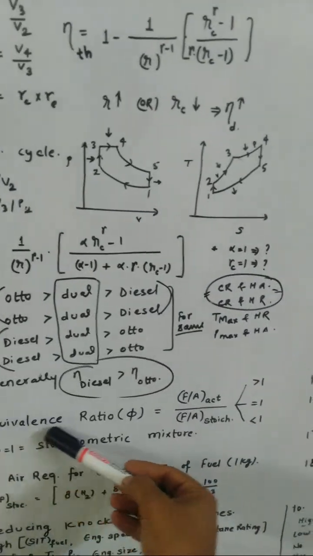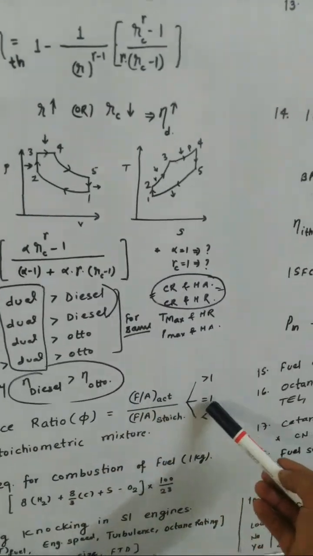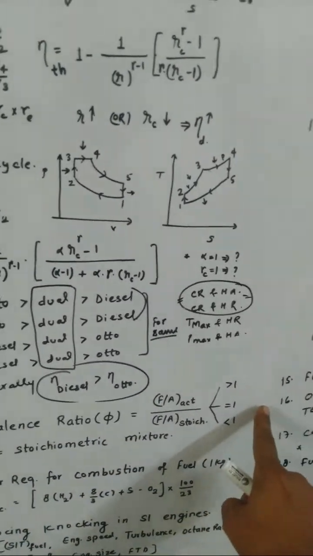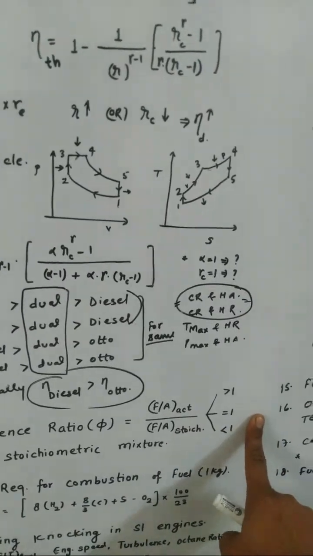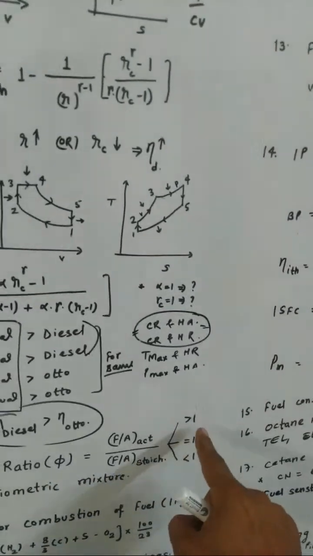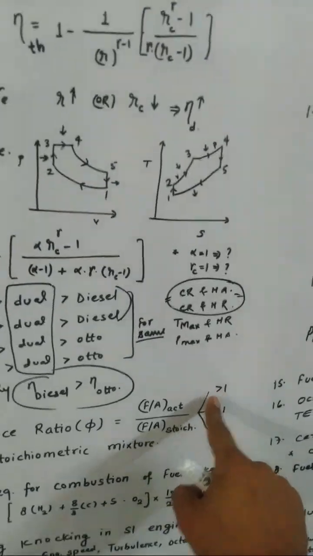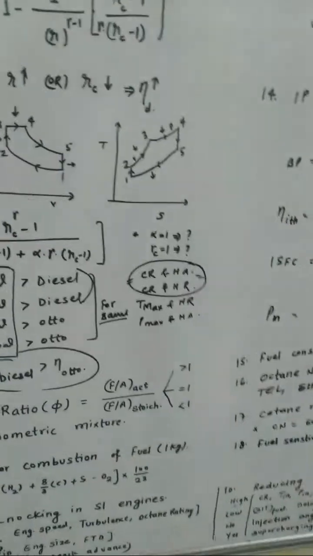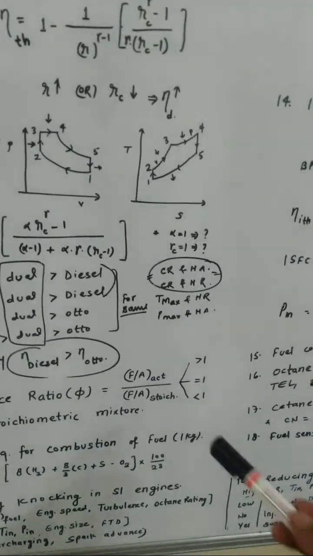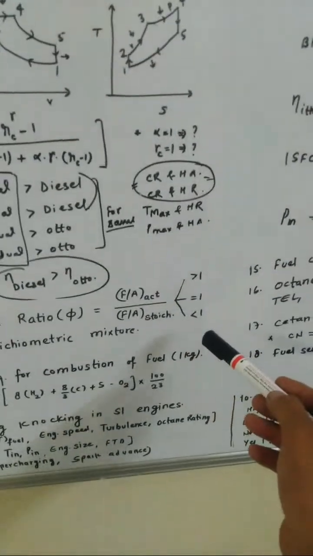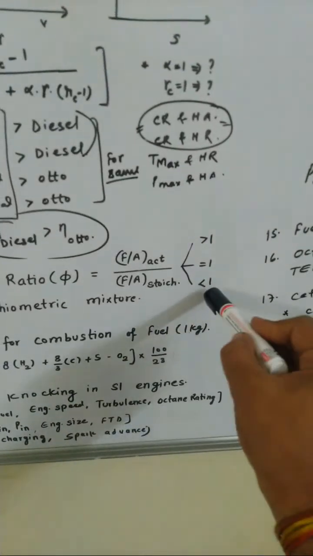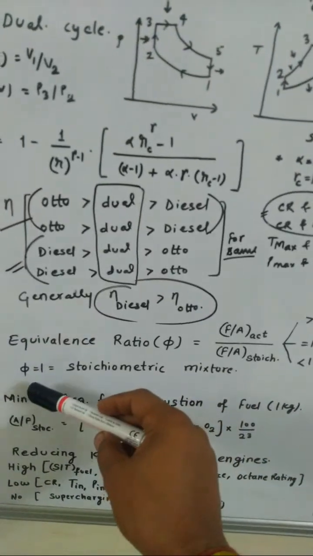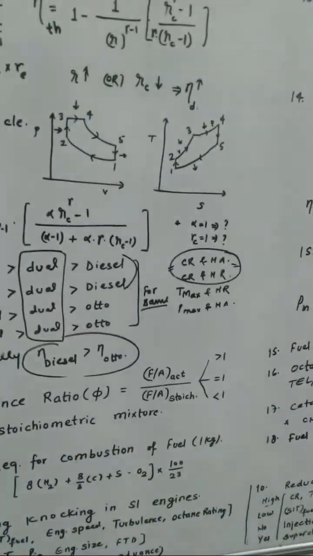Neither a lean mixture nor a rich mixture. So if this equivalence ratio is equal to 1, then the mixture of air and fuel will be called a stoichiometric mixture. But if this equivalence ratio is more than 1, remember this is the fuel ratio, so it will be a richer mixture. But if this ratio is less than 1, then it will be a lean mixture. And for phi equal to 1, it will be a stoichiometric mixture.